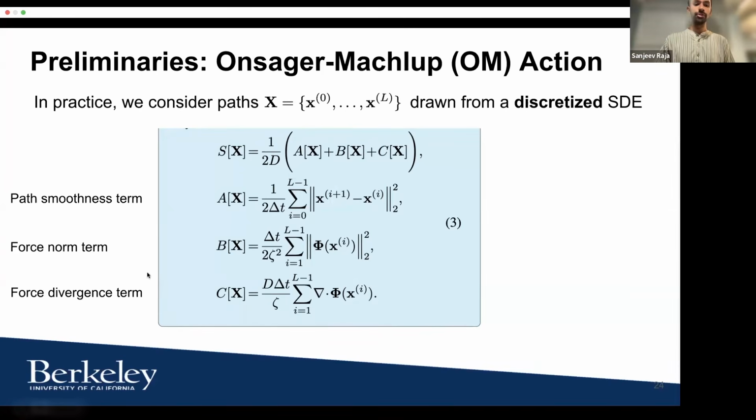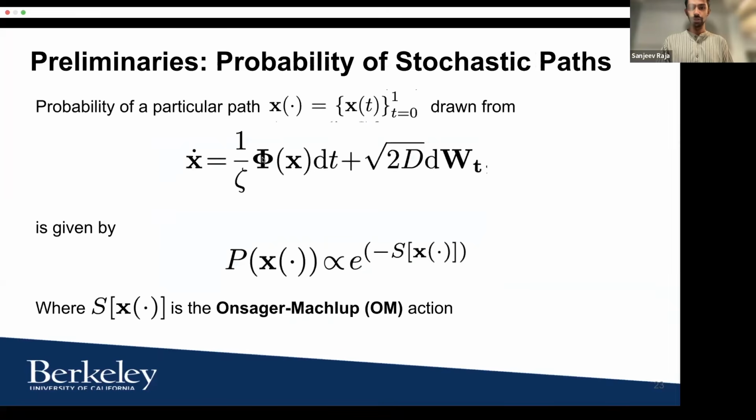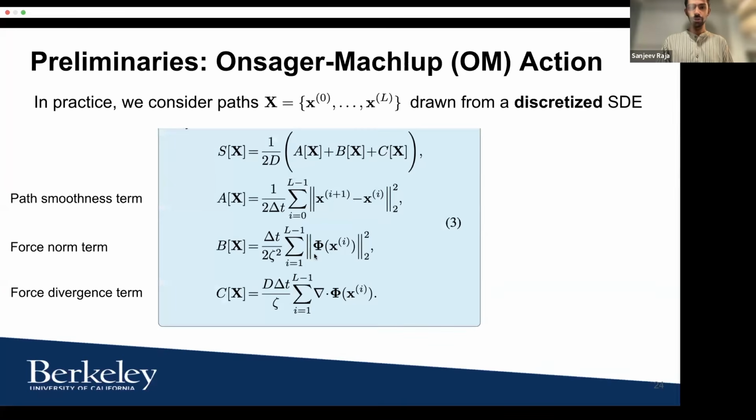And so there's another term that basically encourages the path to lie in regions of the potential energy surface with a low force norm. Remember from the SDE that this symbol here corresponded to the drift. In the context of molecular simulations, this is a force field. And so you want to basically be in regions of chemical space where your dynamics are stable, such that you have a low force norm.